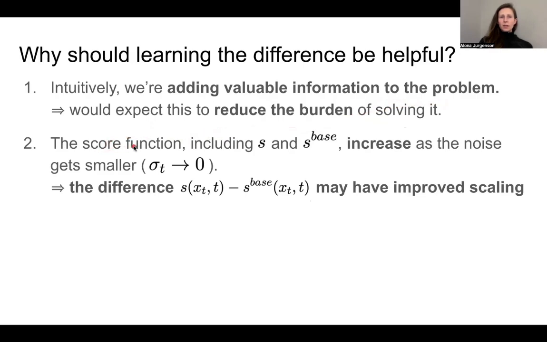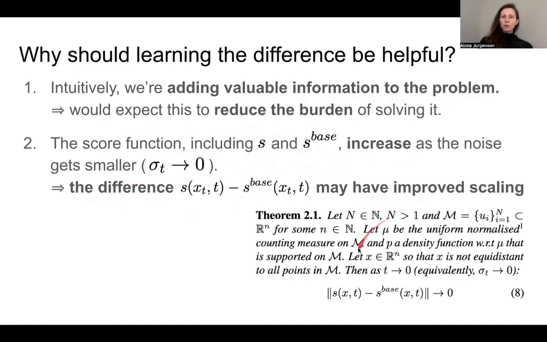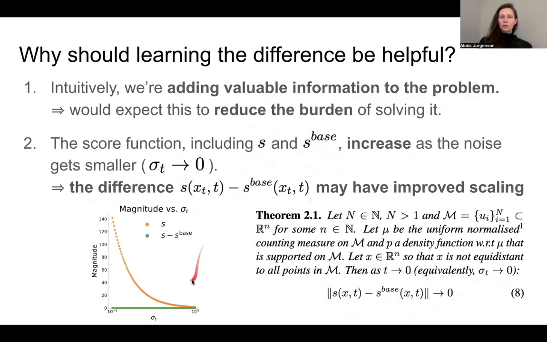The second reason is that the score function, which includes S and S base, they are both score functions, increase as the noise gets smaller. So maybe the difference between them might actually have improved scaling. And in fact, in the paper, we do prove this for the discrete case, where we can see that the difference actually tends to zero as the noise gets smaller. And we even illustrate this as well.